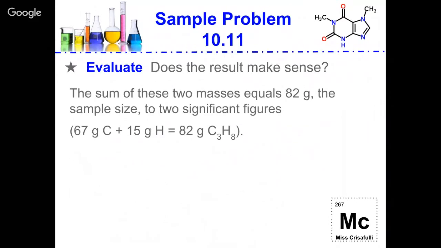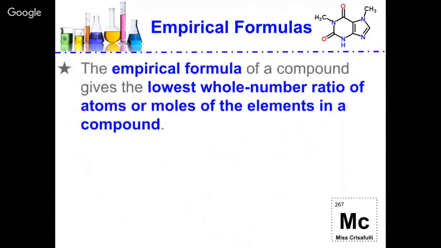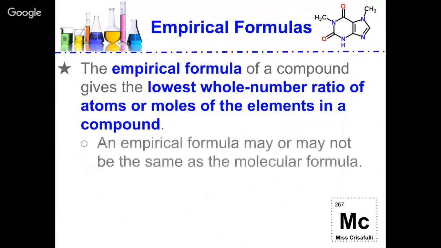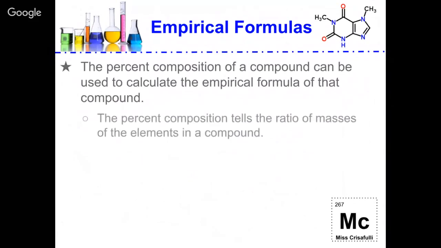Works. Now let's talk about empirical formulas. The empirical formula of a compound gives the lowest whole number ratio of atoms or moles of the elements in the compound. An empirical formula may or may not be the same as the molecular formula. So, the percent composition of a compound can be used to calculate the empirical formula of that compound.